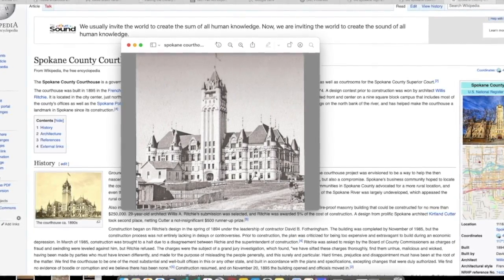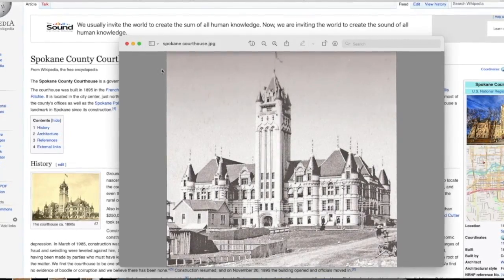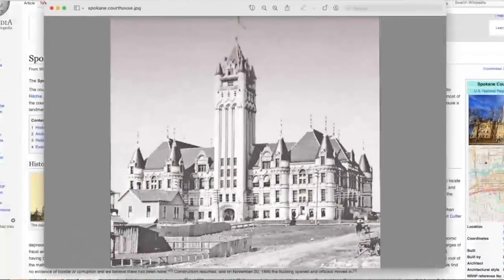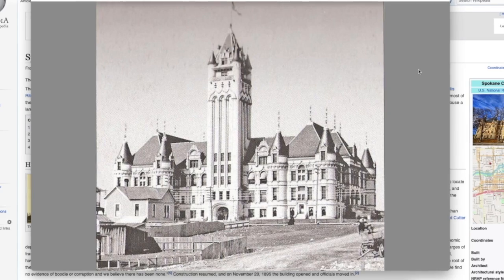Here's the Spokane courthouse, county courthouse, and this is the screensaver on my phone. It has been for months. When I grab my phone and activate it, this pops up.